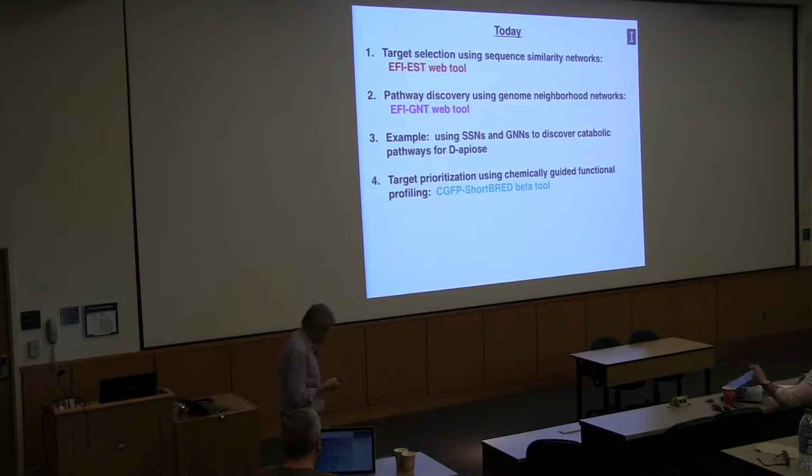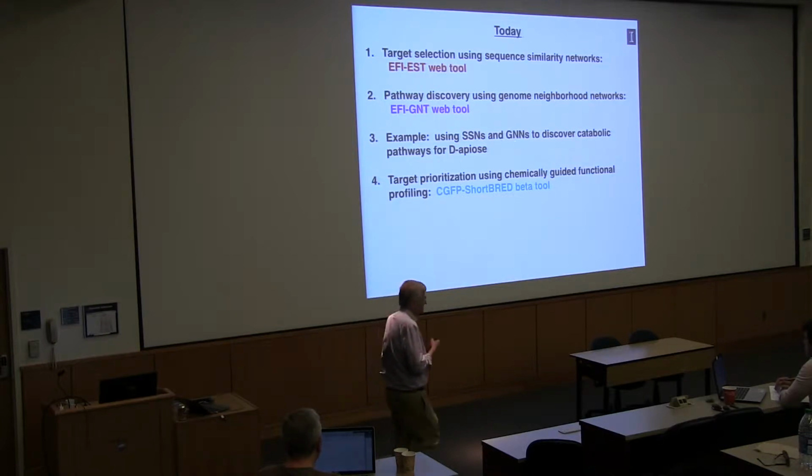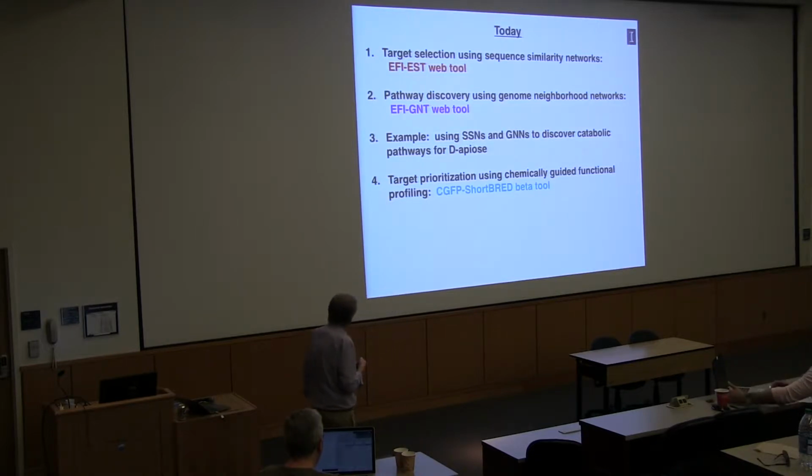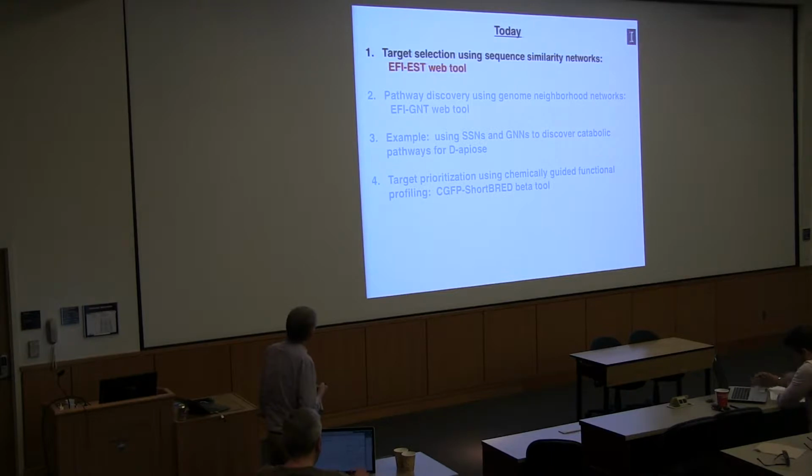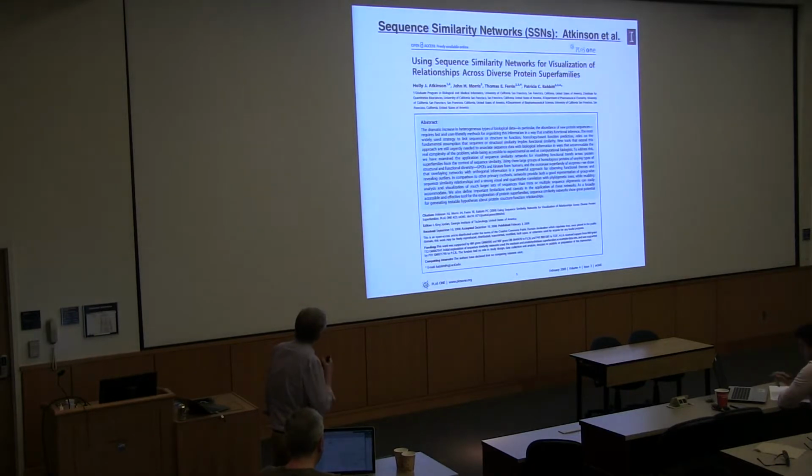Okay, so today what I want to talk about first is the EFI EST web tool for generating sequence similarity networks, then the EFI GNT web tool for generating genome neighborhood networks. And even though there is not an iron or a cobalt or a manganese, there is a magnesium or two in this. I want to talk about how we've used an example of using SSNs and GNNs to discover novel metabolic pathways with novel enzymes. And then if I have time, I'll say just a little bit about this chemically guided functional profiling tool that's in development.